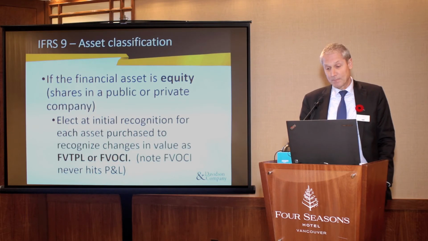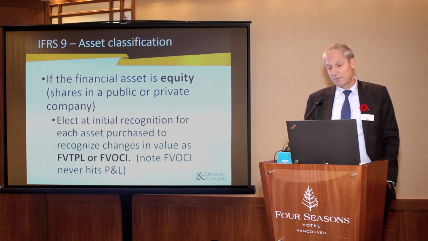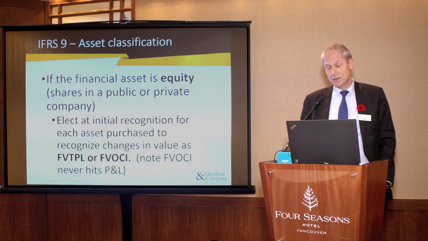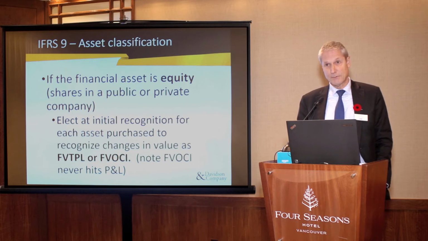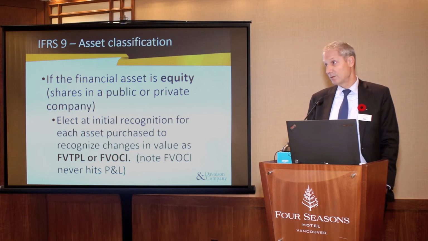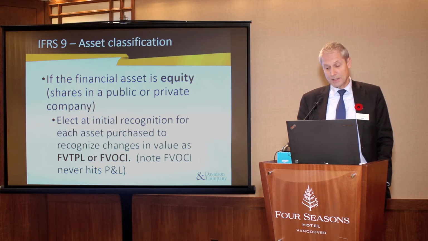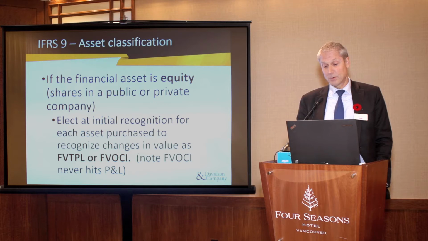So if your financial asset is equity, that's shares in a public company or a private company, you've got a choice. It will be at fair value, but you can measure it through your income statement, fair value through profit or loss, or fair value through OCI. You choose this at election. The warning is, if you choose that fair value through OCI, it never hits the P&L, and that includes on sale. It just moves over to deficit. Doesn't go through P&L. So careful of your choices.